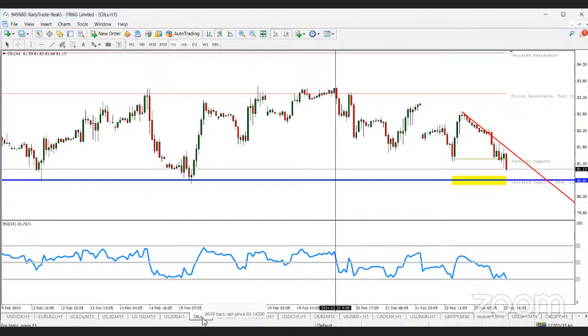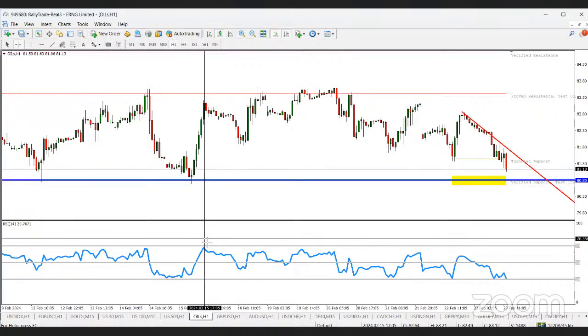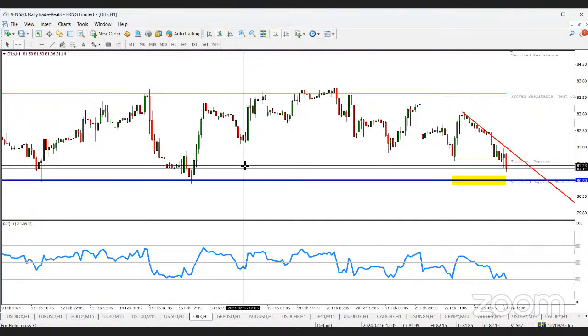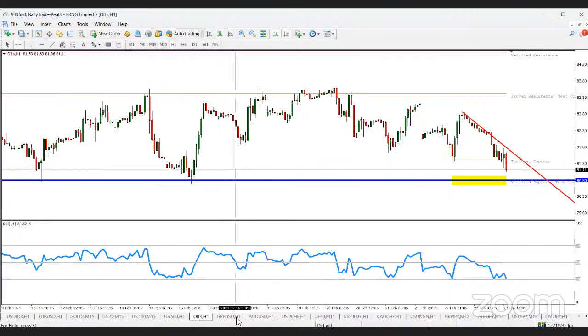Oil, we said it will be better for us to buy oil from 80, maybe 80.70. We can buy oil from 80.70. We take profit at around 81.30.